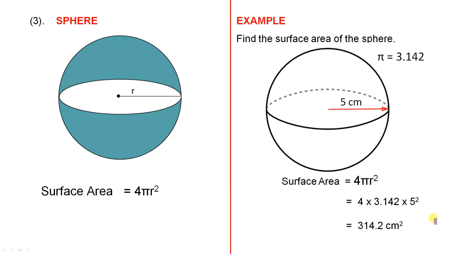So this video has given us three very important 3D objects. We've been given a formula for each of those 3D objects, which enables us to find the surface area of each and every object. And the answer is always in square units.